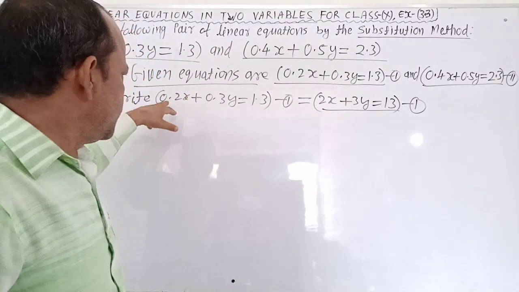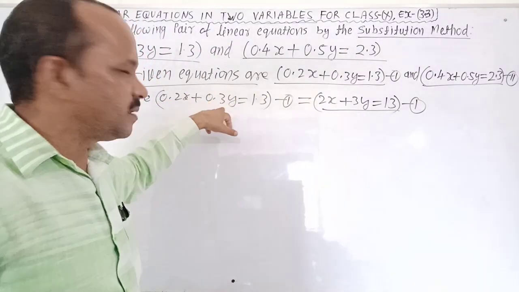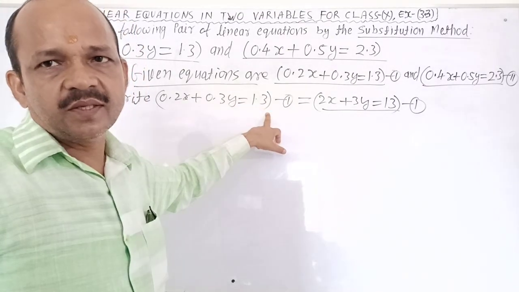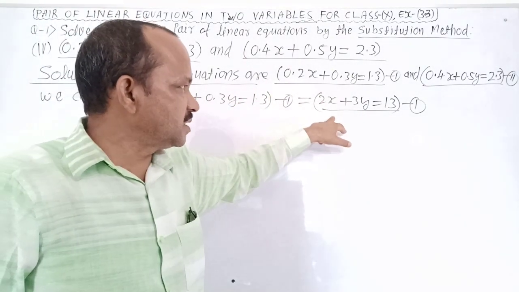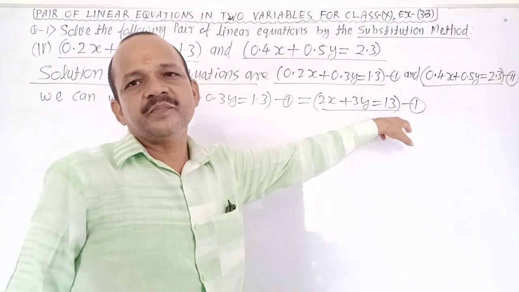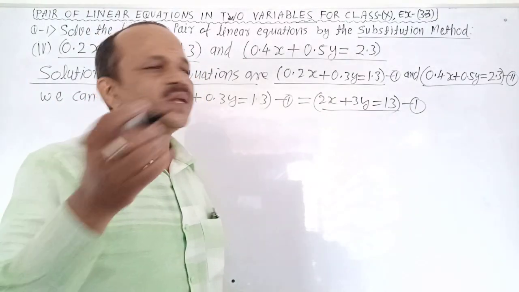Clear? Here decimal at one place and here one place and here one place. So you can cut the decimal on both sides. It becomes 2x plus 3y equal to 13. It is equation first. Clear?